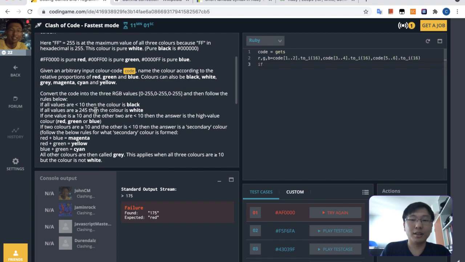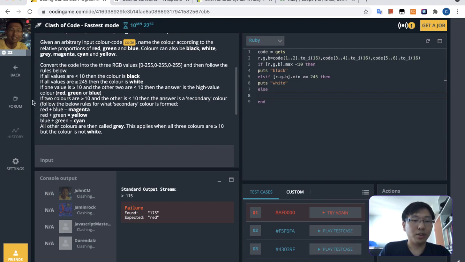So if they are smaller than 10, or actually what we can do is RGB dot max smaller equals 10, then print black. Else if RGB dot min is greater than or equal to 245, then the color is white.